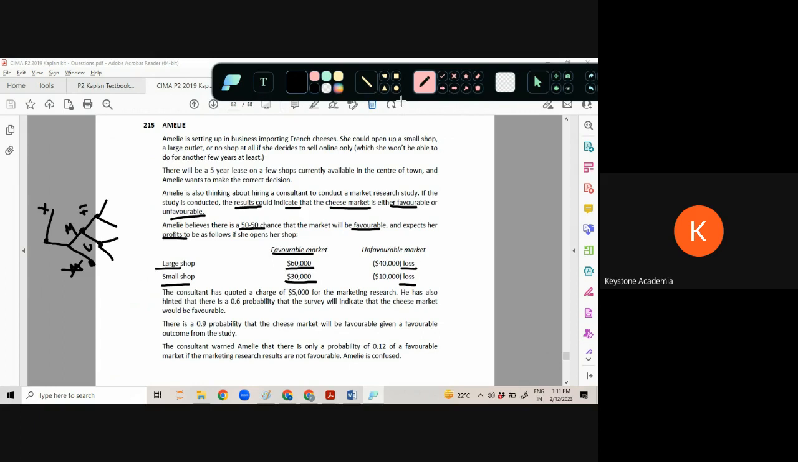The consultant has quoted $5,000 for his market research, and he also hinted that there will be a 60% possibility that the survey will indicate the cheese market would be favorable. That means the market research could say that it is favorable, that is your 0.6 or 60%, and unfavorable is your 0.4. Then there is a 0.9 probability that the cheese market will be favorable given a favorable outcome from the study, and the consultant warned that there is only a probability of 12% of a favorable market if the market research finds it not favorable. So if it is not favorable, then again it will be 0.12, sorry, 12%. So let's see the table.